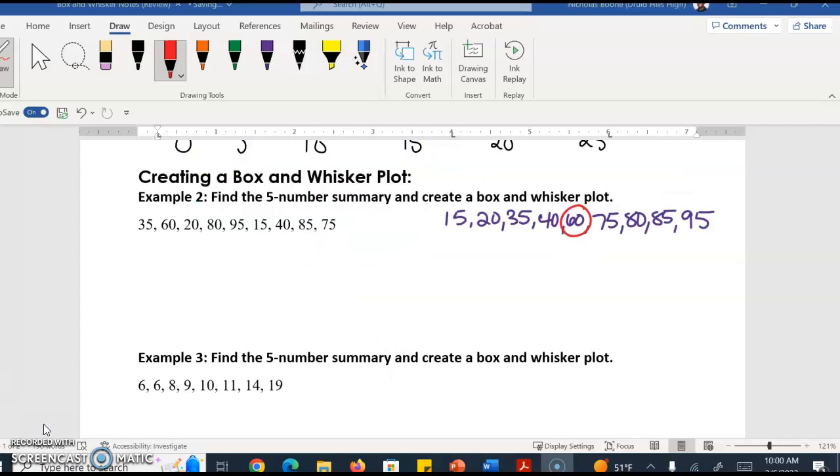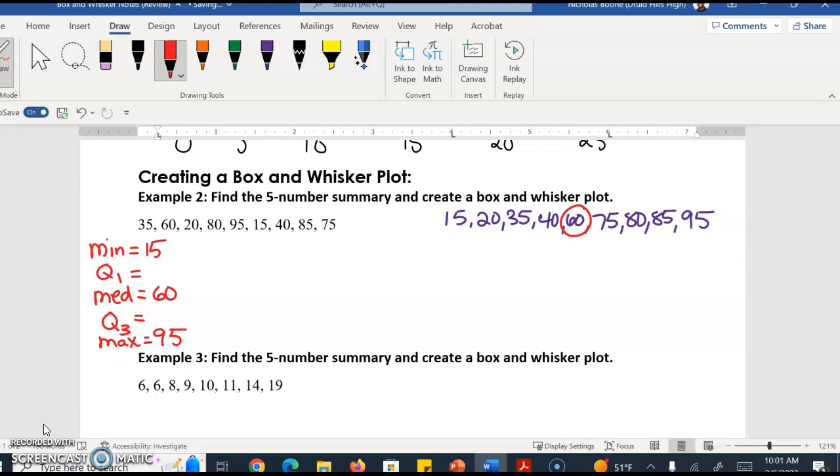All right, so as we try to set up the 5 summary statistics here, I know I need to find my minimum. I need to find Q1. I need to find the median. I need to find Q3. And then I need to find the maximum. The minimum is, once you put it in order, 15. That's easy to see. The maximum, once you put it in order, is 95. That's easy to see. And the median should be 60. So the median is 60.